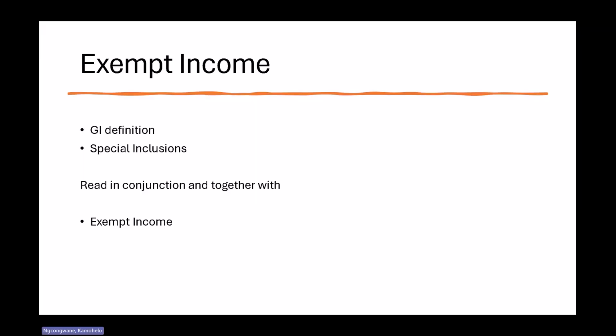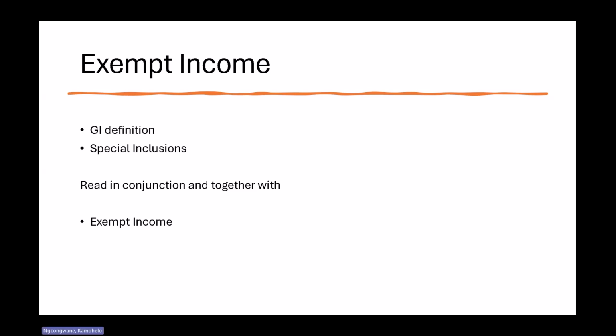Now let's go through exempt income quickly, do a quick recap, do a few scenarios, and then we'll call it a night. So exempt income, like I said, it's exemptions in terms of section 10 of the Income Tax Act. Section 10 of the Income Tax Act deals with exemptions. One of those exemptions is section 10(1)(k), as I've mentioned earlier, and that relates to dividends. Now, as I've said, there's a gross income definition, we have special inclusions that we've gone through today, and then we have exemptions.